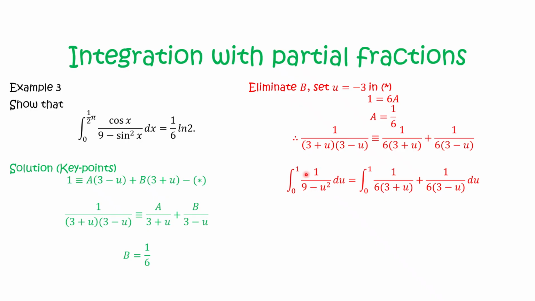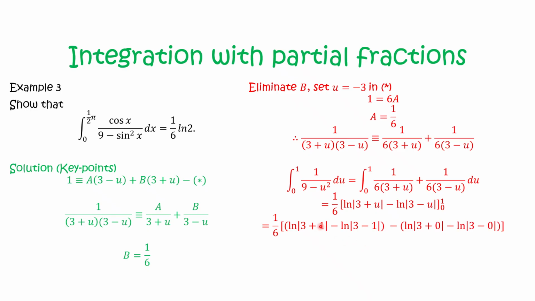Going back to the integral that we are trying to find and evaluate, instead of having that fraction, we use the decomposed one. Now that we have this, we can factor out the 1 over 6 from the integral and integrate individually. I encourage you to check out our integration video with the natural logarithms. So now this is what we have, 1 over 6 times natural log of 3 plus u minus natural log of 3 minus u, all evaluated from 0 to 1.